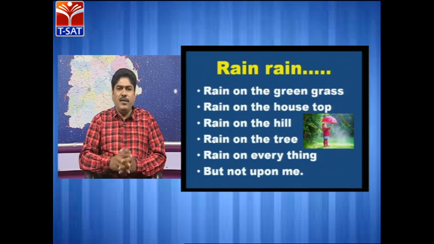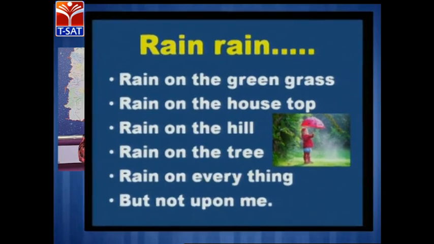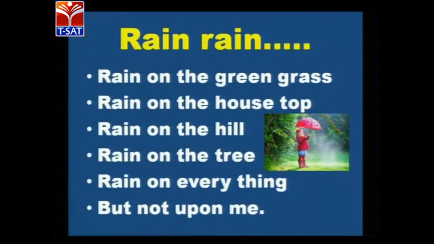People use these figures of speech even in poems and rhymes. Rain on the green grass, rain on the housetop, rain on the hill, rain on the tree, rain on everything, but not upon me. This is one rhyme.